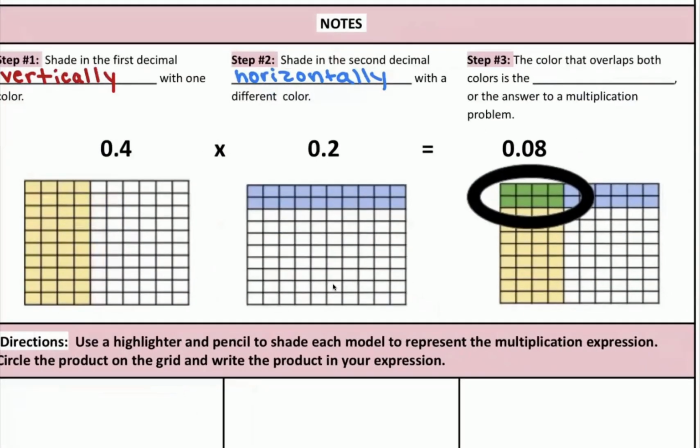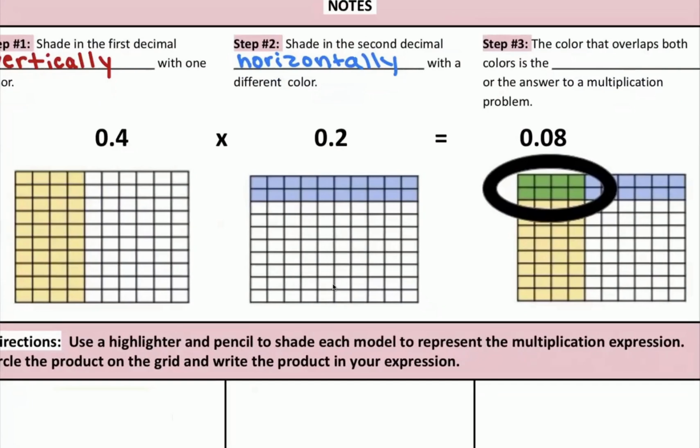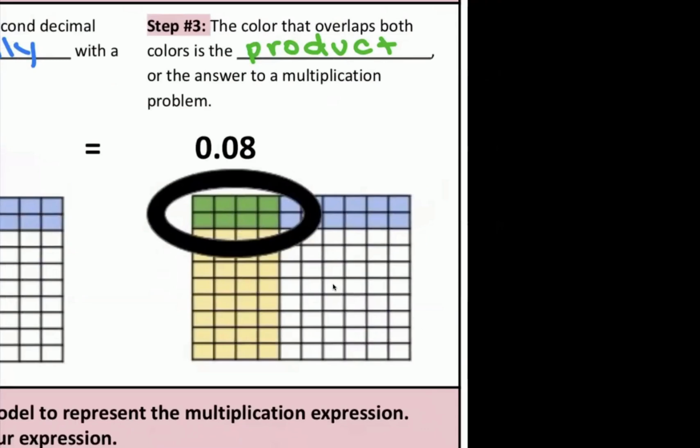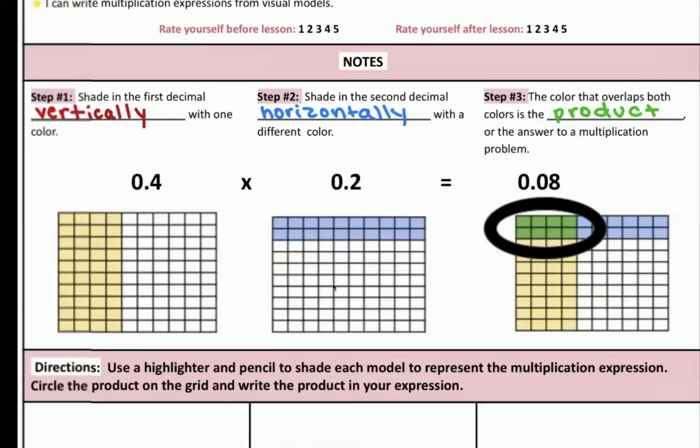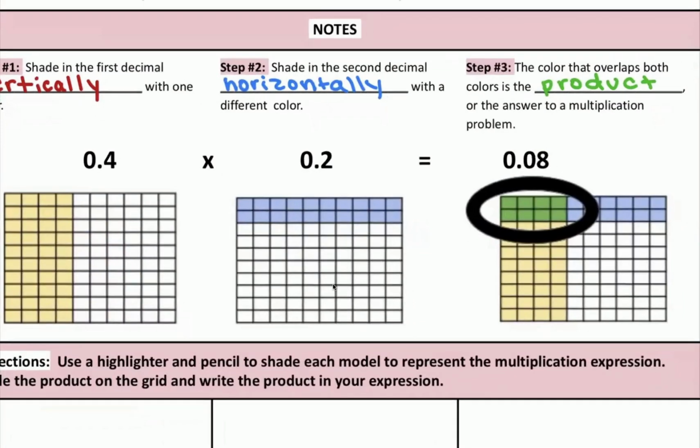And then step 3, the part of the grid that overlaps, in this case with yellow and blue, that is our product. That is our answer. So I'm going to zoom in just a little bit. You can see in this case, the yellow and blue overlap for 8 squares. So that is 8 hundredths. 8 out of the 100 squares in the grid are shaded. Make sure you have this down, and then we'll do some examples so it clicks a little bit more.